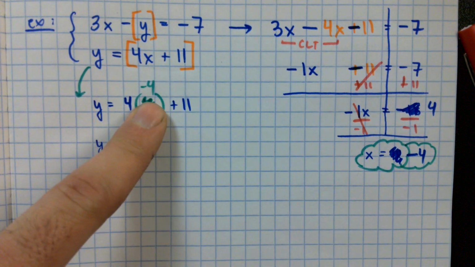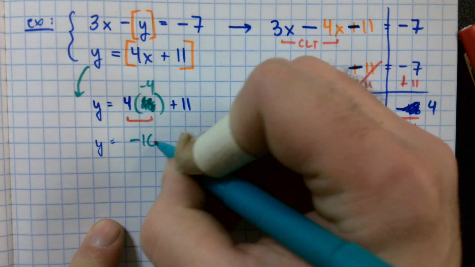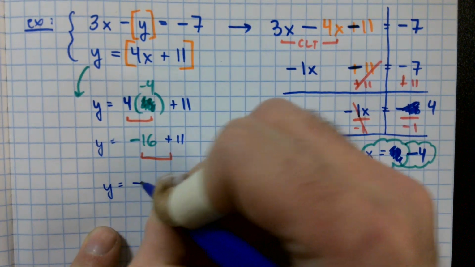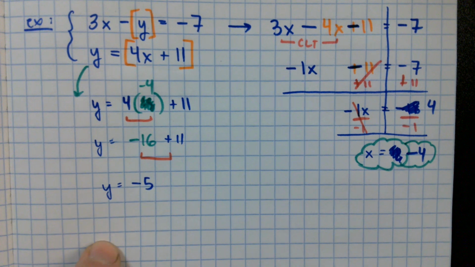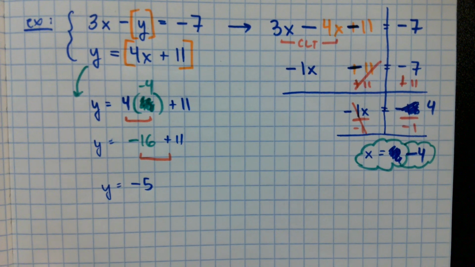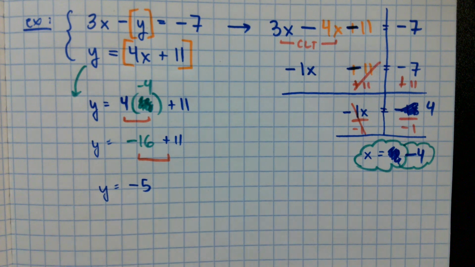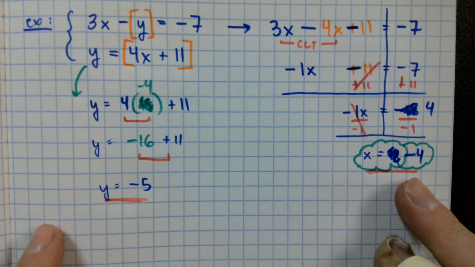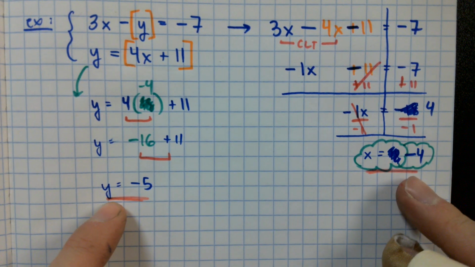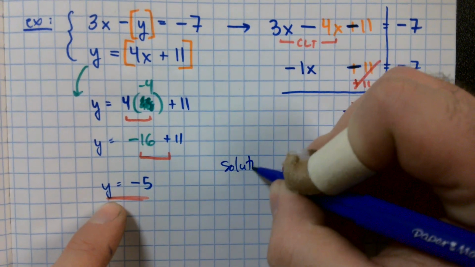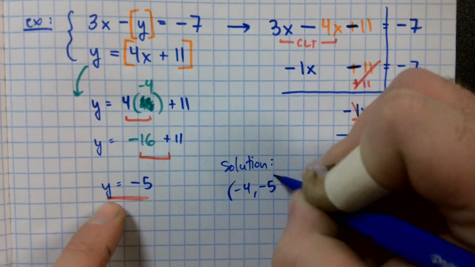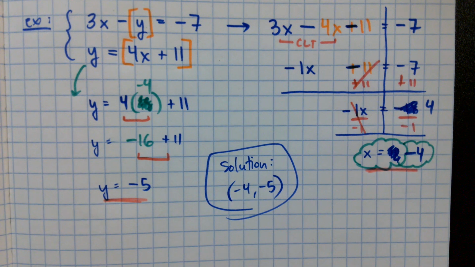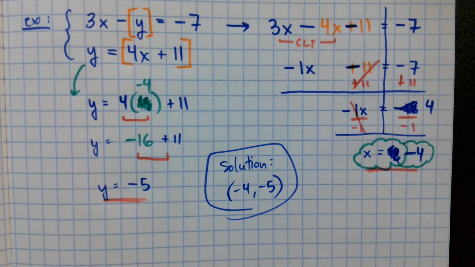Okay, what's 4 minus negative 4? Negative 16. And now what's negative 16 plus 11? Negative 5. Okay, so if my x is negative 4, my y is negative 5, what's my solution going to be? Negative 4, comma, negative 5. I promise you it's easier than I made it seem with that.